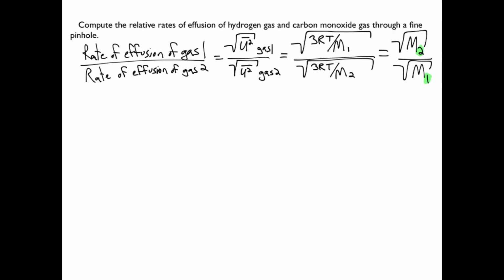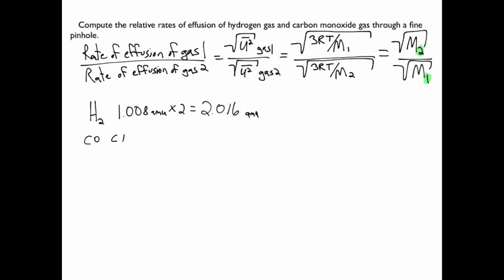Now, let's use this to answer the question that's posed at the top of the slide. We want to compare the relative rates of effusion of hydrogen gas with carbon monoxide gas. So in order to do that, we can tell that we're going to need their molar masses. The molar mass of a hydrogen atom, as we know, is 1.008 atomic mass units. We've got 2 hydrogen atoms in this particular formula, so our molar mass is, of course, 2.016 atomic mass units.